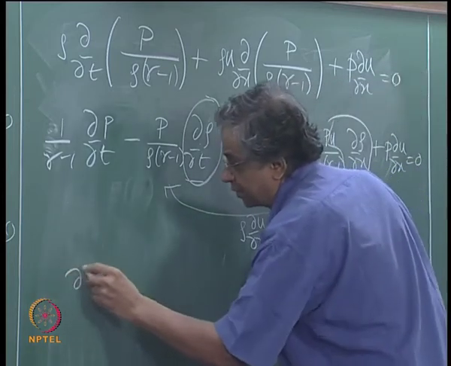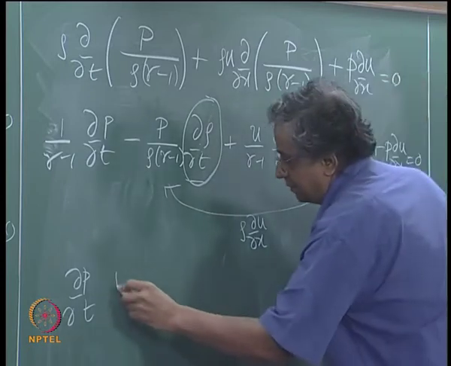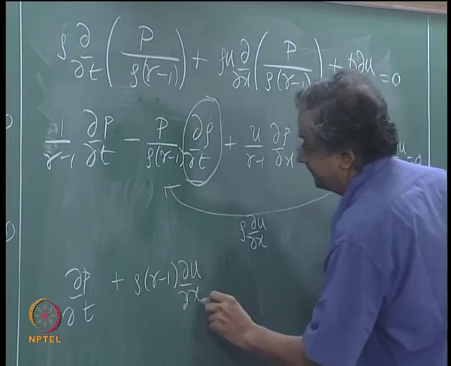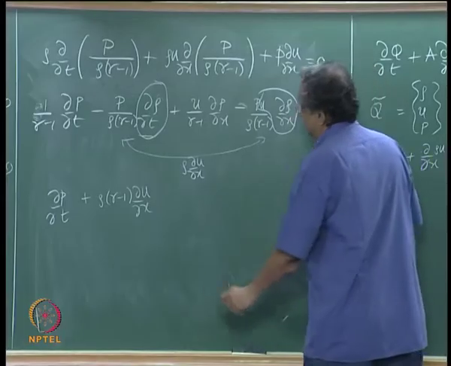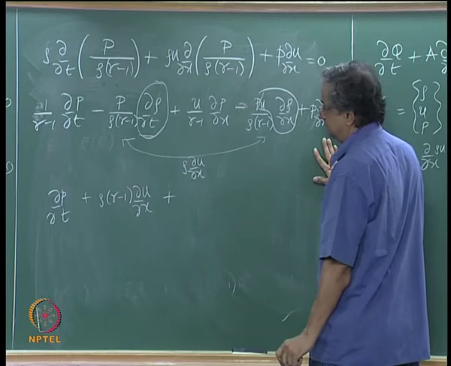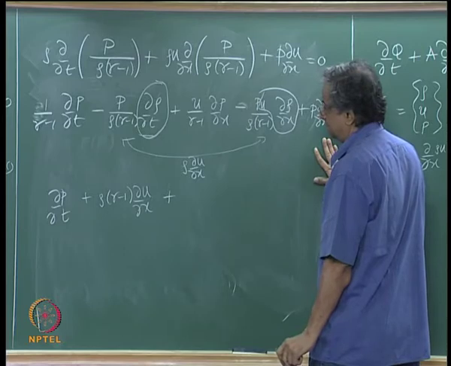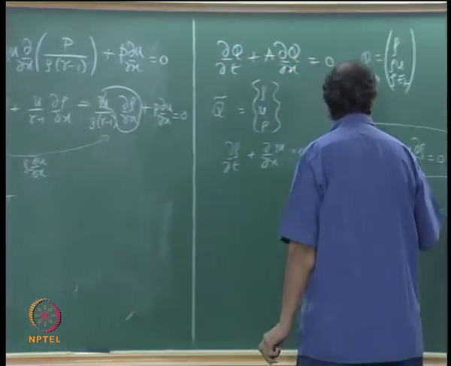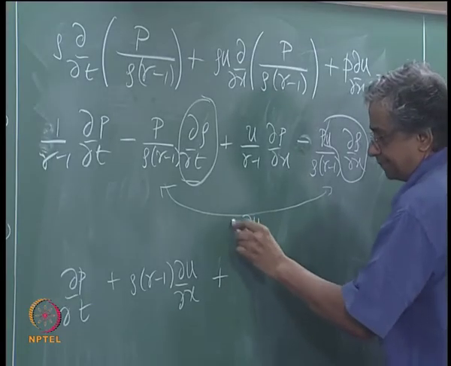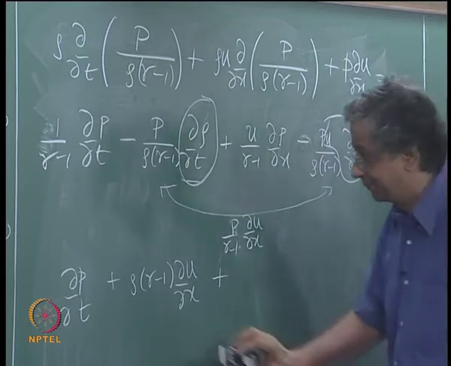So I get ∂p/∂t plus rho times (gamma minus 1) ∂u/∂x plus... yes, what do you get here? You get a p by (gamma minus 1), is that right? Okay, p by (gamma minus 1).